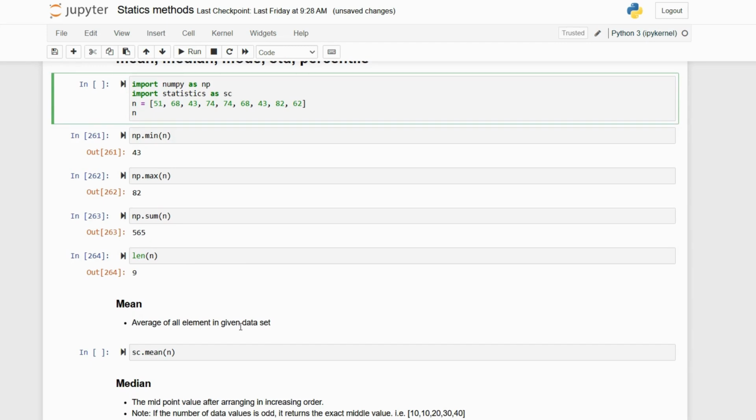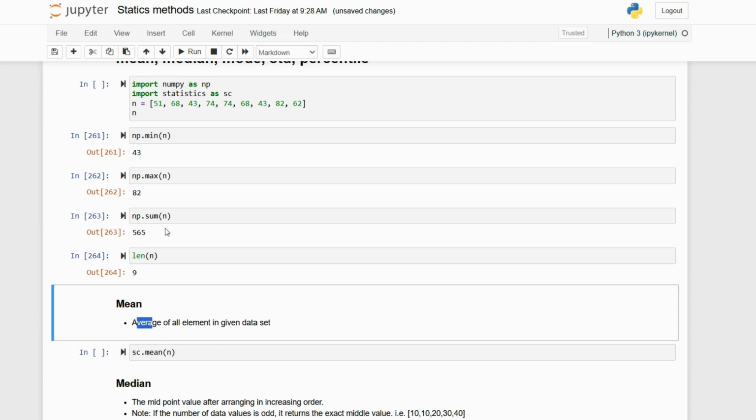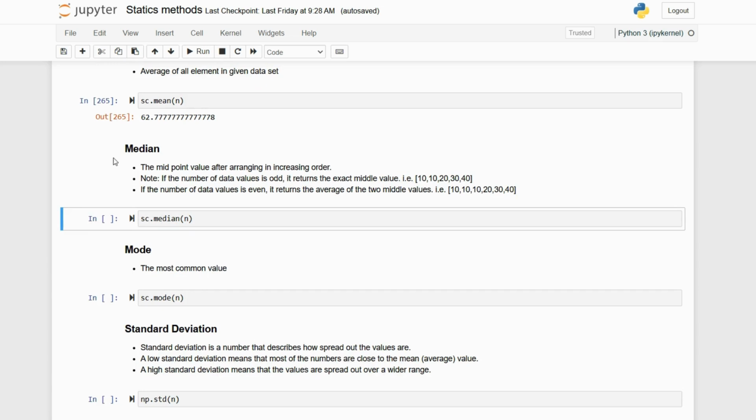Now let's jump to the mean. The mean is the average of all elements in the given data set. We already know average means the sum of elements divided by the number of elements. So the sum is 565 divided by 9, and the mean of our data set is 62. Okay, so next is median.